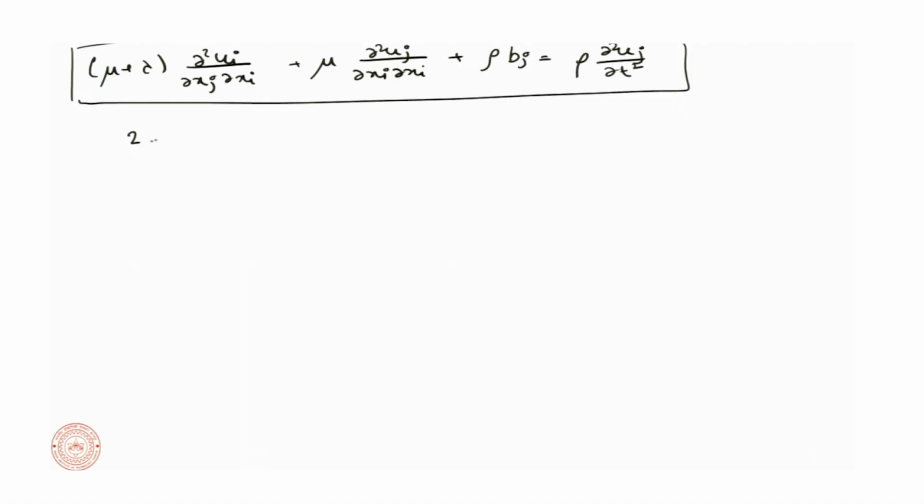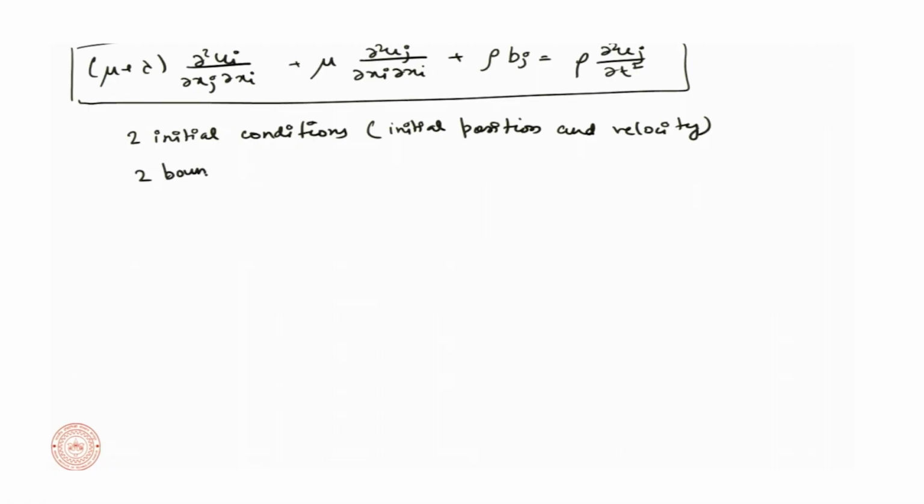Now, let us move on to our next topic. We need 2 initial conditions. So typically the initial position and velocity. And we need 2 boundary conditions, which can be displacement type or traction type on the boundaries. So we can either know the stress.